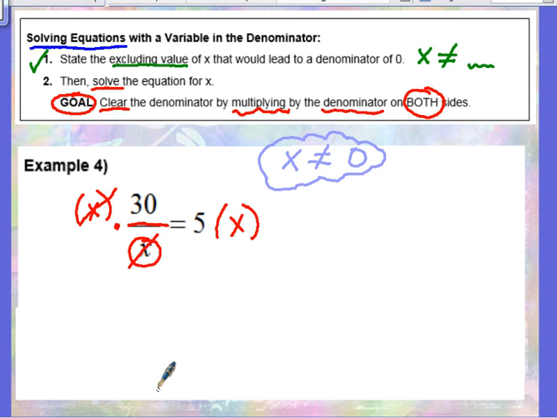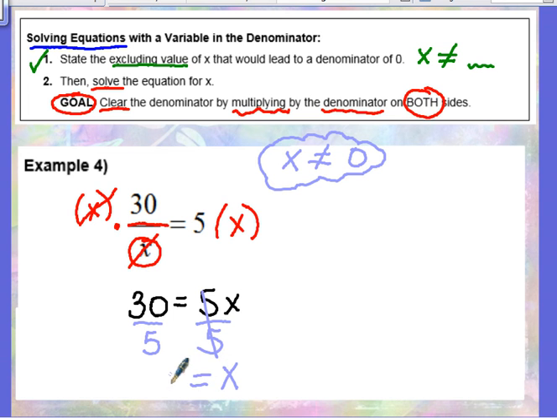Let's rewrite our equation. We're left with 30 equals 5 times x. Well, that becomes 5x. And now you just have a simple equation that you need to solve. So in this case, x is equal to 6, which makes sense. If I plug in 6 for x, I would get 5.